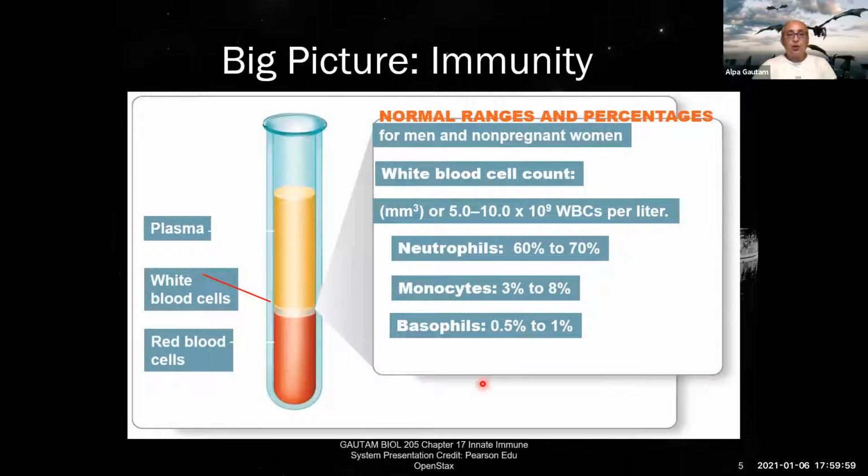Okay. So the normal percentages of these white blood cells would be indicated as you see here. The most abundant type of white blood cells we have are neutrophils, about 60 to 70% of the WBC count. We have monocytes, and then the lowest is going to be our basophils.